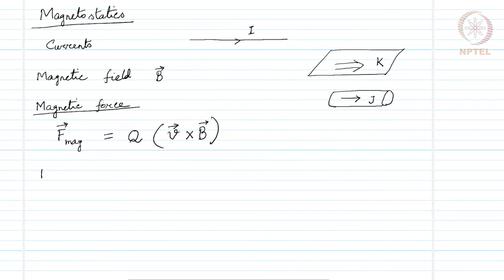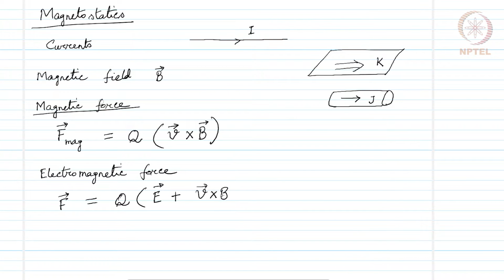So, similarly we can write down the electromagnetic force, from our earlier discussion about electric field and this discussion about magnetic field. So, the total electromagnetic force would become q times electric field plus v cross the magnetic field. And this is also known as the Lorentz force. The total electromagnetic force is also known as the Lorentz force.